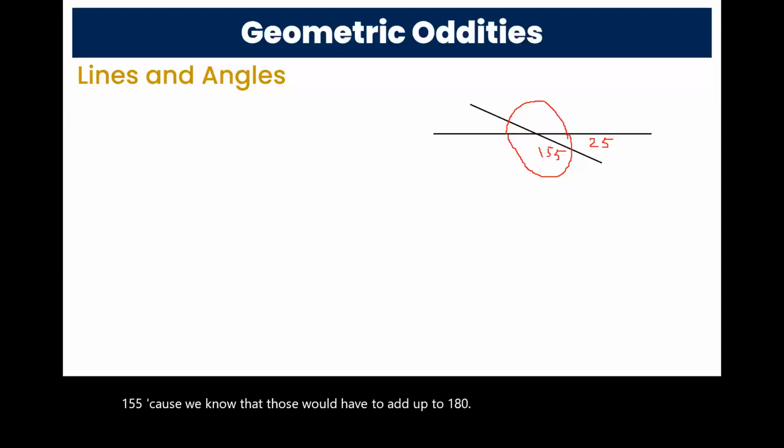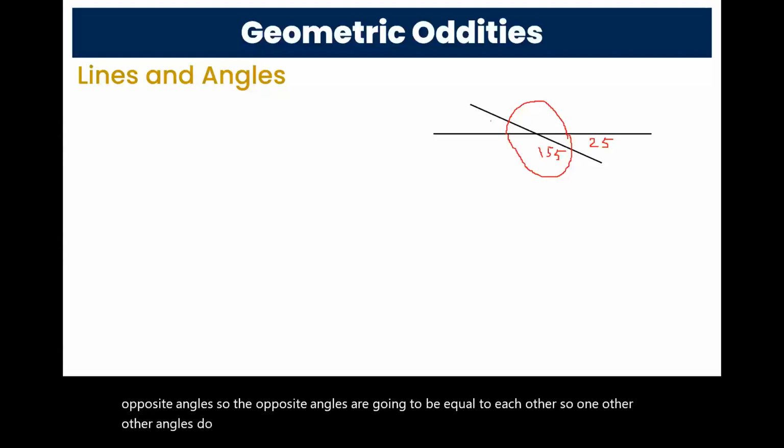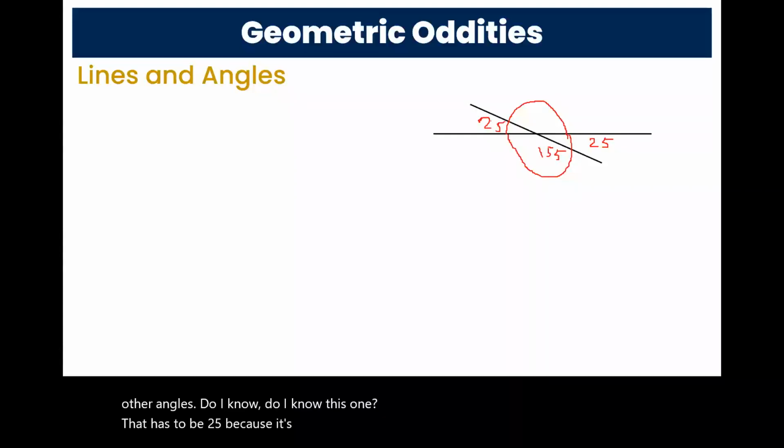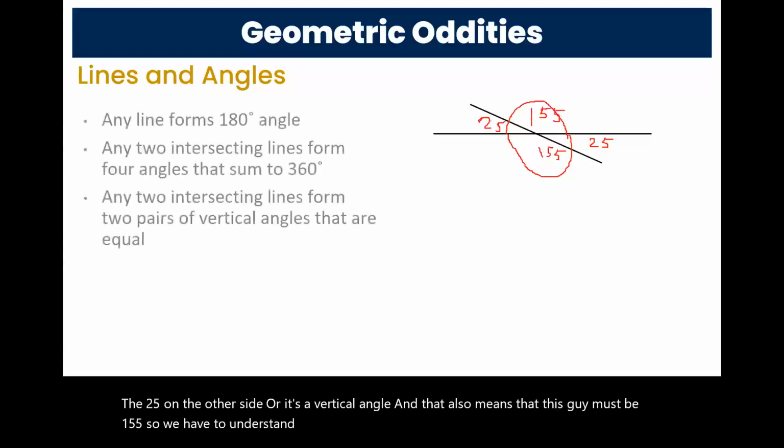We also know the other angles though because of the rule of vertical angles or opposite angles. So the opposite angles are going to be equal to each other. So what other angles do I know? Do I know this one? That has to be 25 because it's opposite of the 25 on the other side, or it's a vertical angle. And that also means that this guy must be 155. So we have to understand our basic rules of angles around intersecting lines.